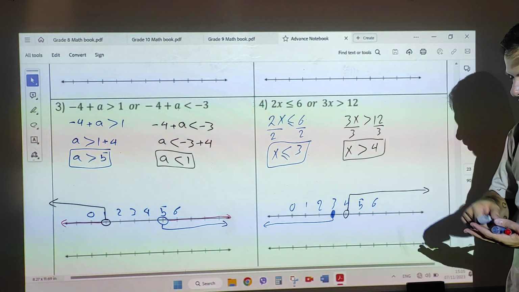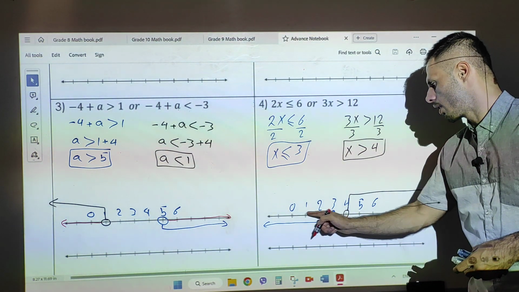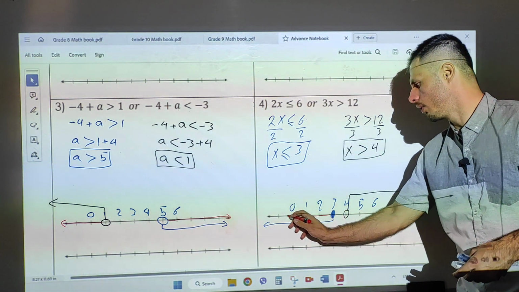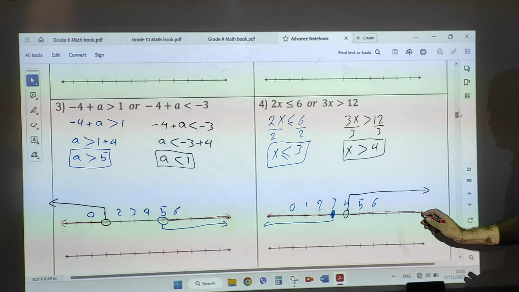Because the question is OR, we don't need common part. What we have, we show all. This is a part of the solution for the blue one, and this is a part of the solution for the black one. We don't need common part.